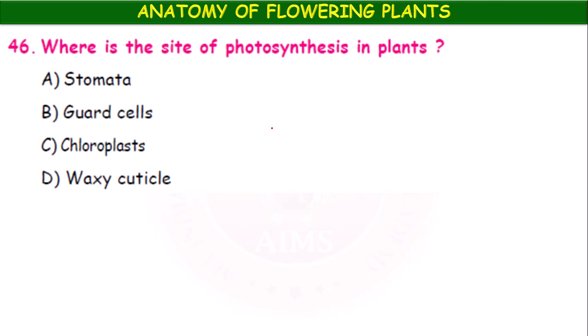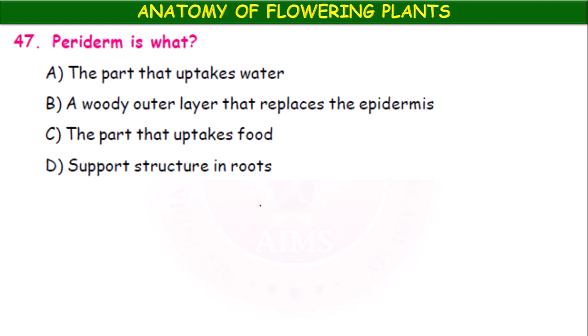Where is the site of photosynthesis in plants? Stomata, guard cells, chloroplast, waxy cuticle. It is the chloroplast in which the photosynthesis reaction, the photochemical reaction, occurs. Periderm is what? We have discussed it. The part that uptakes water, a woody outer layer that replaces the epidermis, the part that uptakes food, support structure in root. Which one?